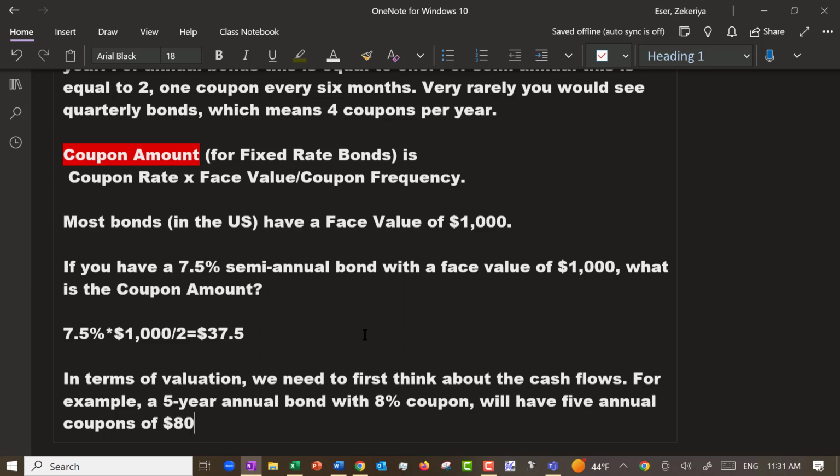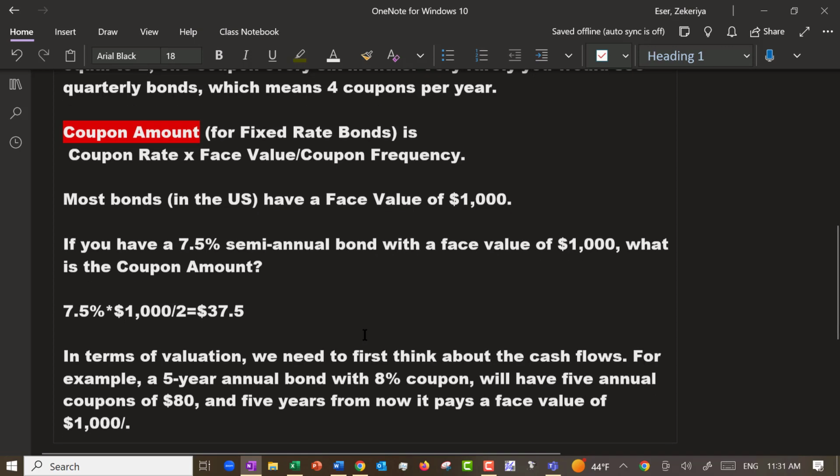And 5 years from now, it pays a coupon and the face value of $1,000. Okay. We should be familiar with this type of cash flow. Did we see anything like this before? We got 5 payments that are equal, then there is another payment at the end.